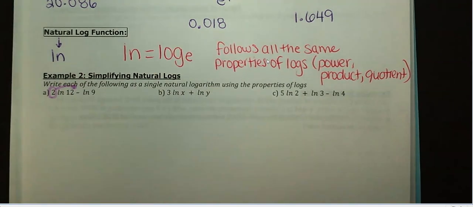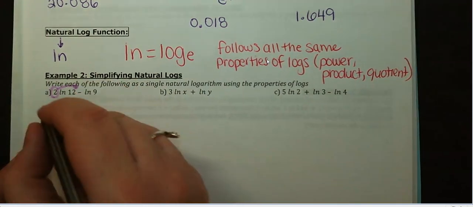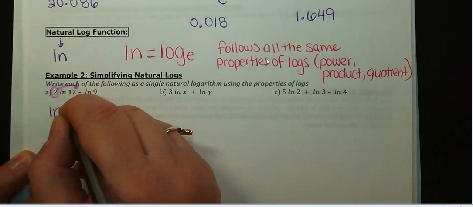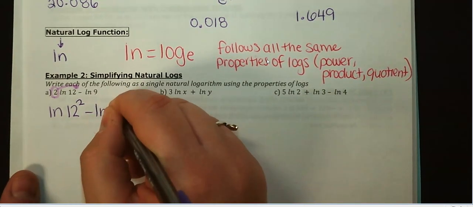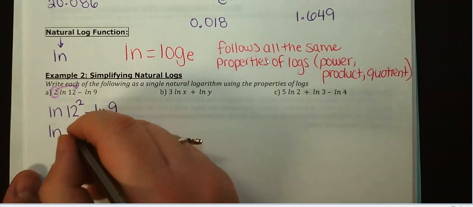And if you want to skip a step here, I'm going to write this out though. So the power rule would say that first term is the natural log of 12 squared. If you got a number in front, it becomes an exponent on whatever follows, minus natural log of 9. And just real quick, I'm going to simplify. 12 squared is 144, right?